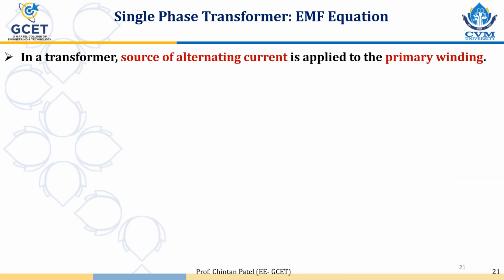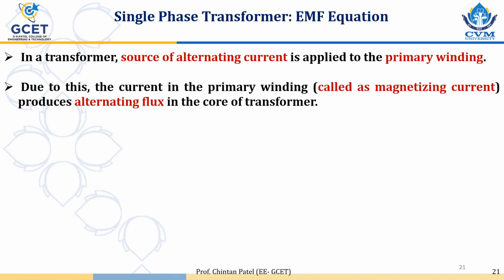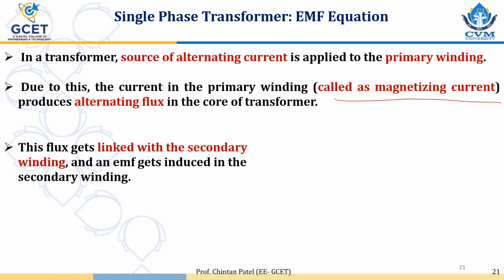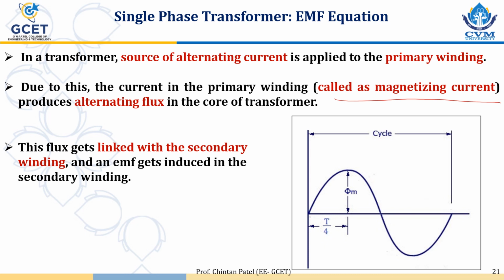In the transformer, the source of AC is connected to the primary, and whatever current flows through the primary winding is called the magnetizing current, because it produces magnetic flux. This flux links with the secondary and an EMF is induced in the secondary.